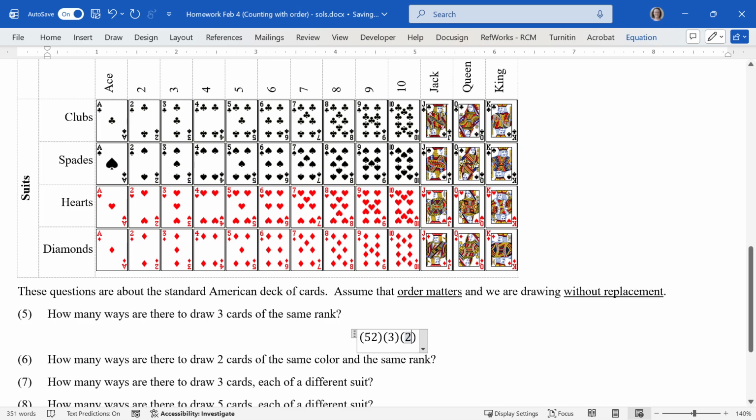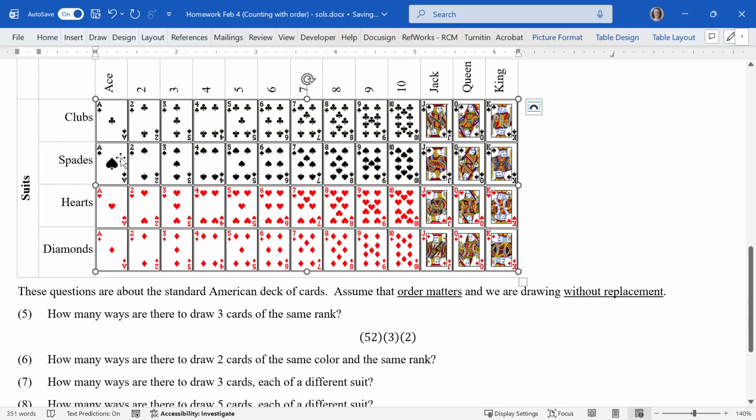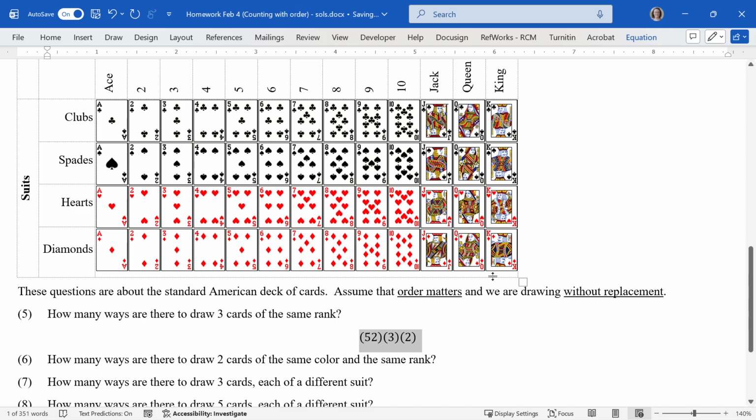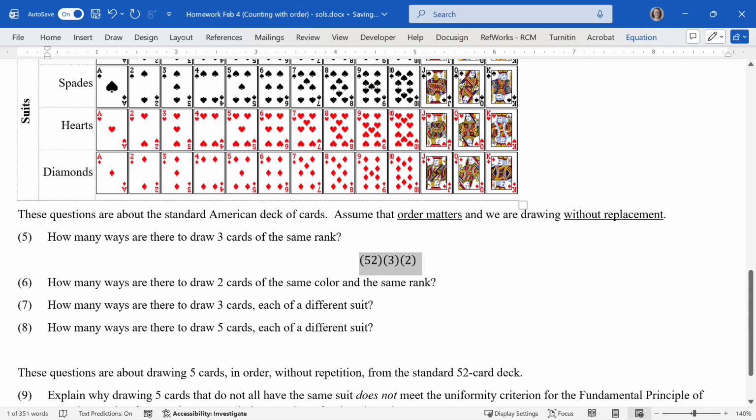So after I draw 1 card, and then I draw another card that matches the same rank, then there will be 2 cards left of that rank. So let's say, for example, I draw the Ace of Diamonds first, then there's 3 aces left for my second card. And then after that, maybe I draw the Ace of Hearts next. Then there will be 2 aces left for my third card. All right, I'm hoping that this is making sense to you guys. So that's the answer on that one.